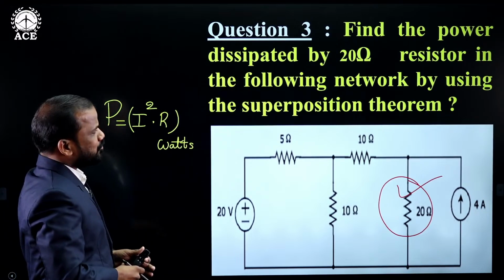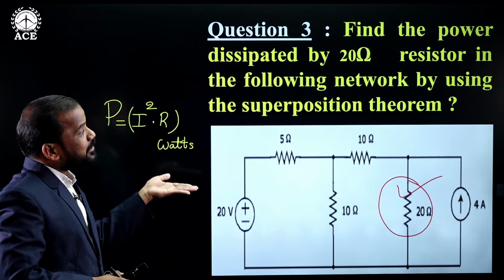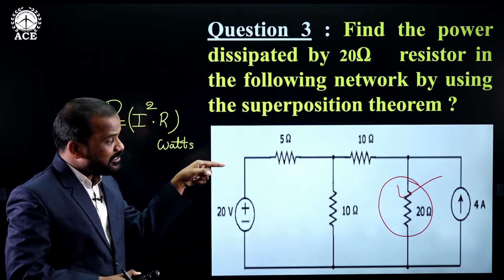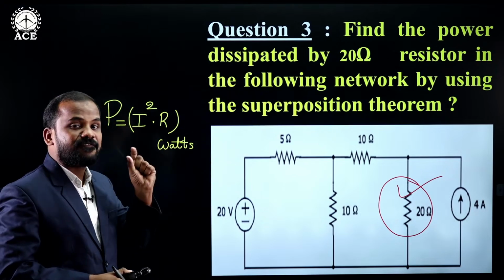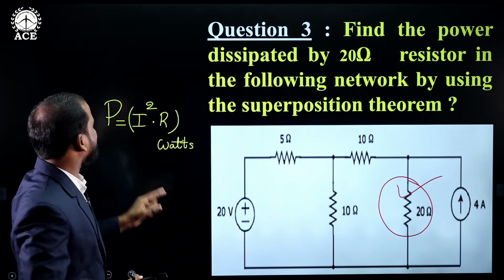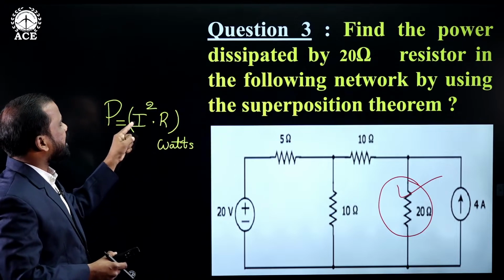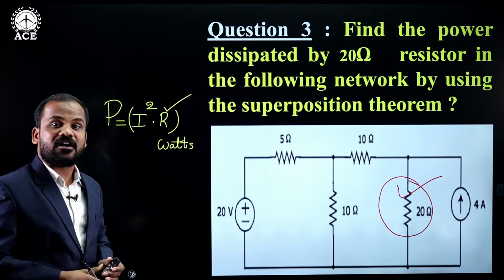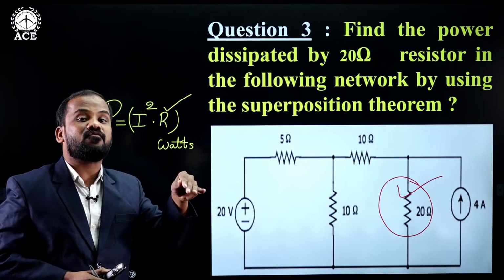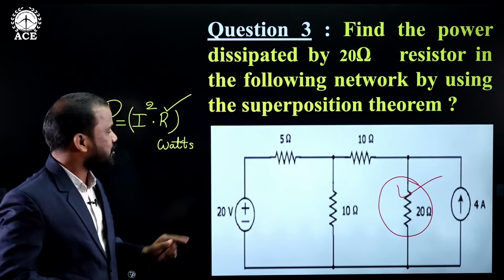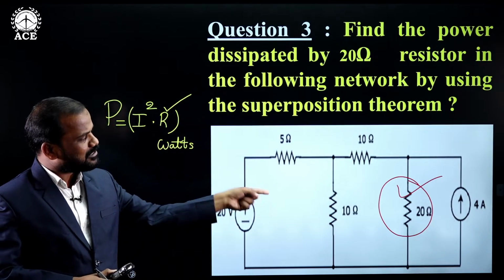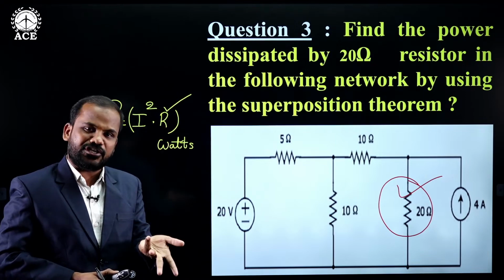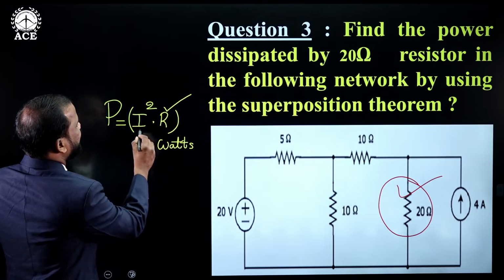Now, what is the question? Find the power dissipated by the 20 ohm resistance. The formula we use to find that value is always P is equal to I square into R. Here, R represents the value of the resistance where you want to find the power dissipation. Since 20 ohms is already given in the problem, R is always 20 ohms.